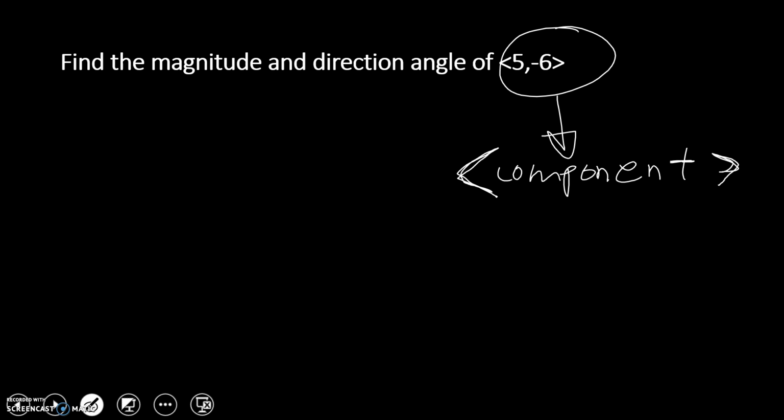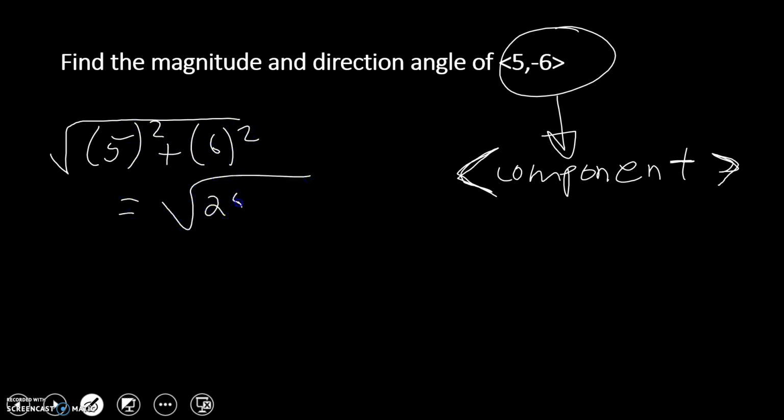So to find the magnitude, which is basically the distance, all that you have to do is take the square root of 5 squared plus 6 squared. So you get the square root of 25 plus 36, which is root 61. And boom, this is going to be your magnitude.